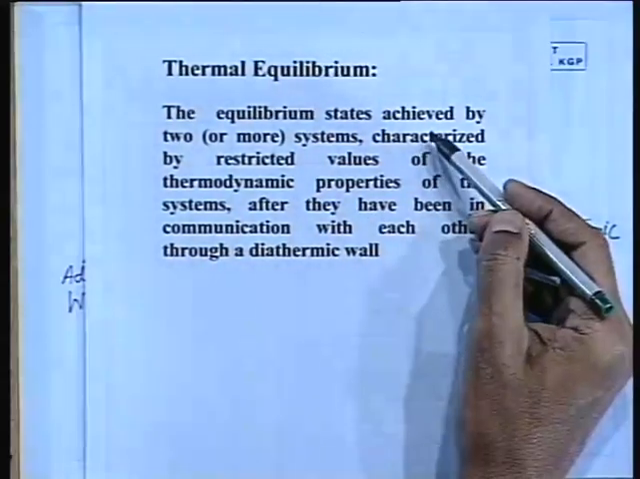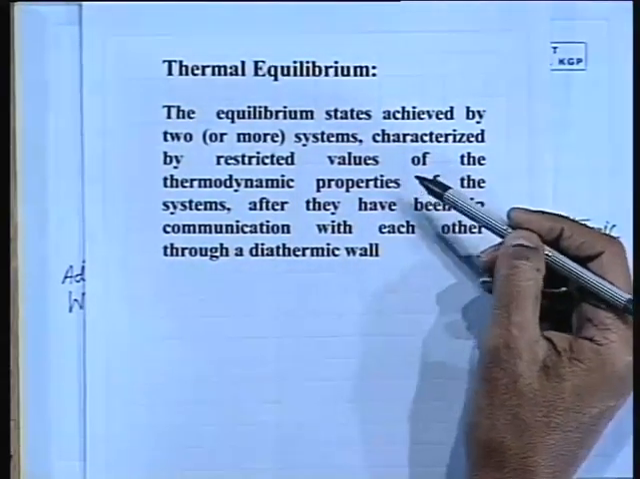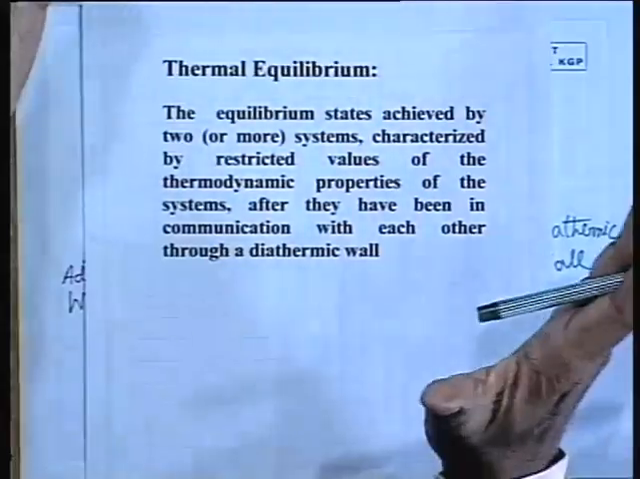So this is an equilibrium state between the systems which they achieve with restricted values of thermodynamic coordinates when they are in contact by a diathermic wall. That means all arbitrary values are not possible. That is the concept of thermal equilibrium. All right.